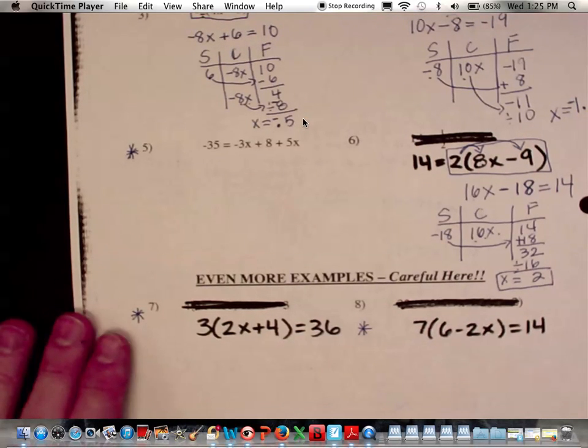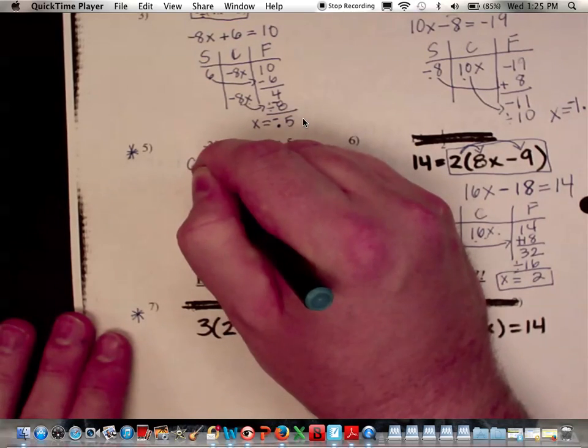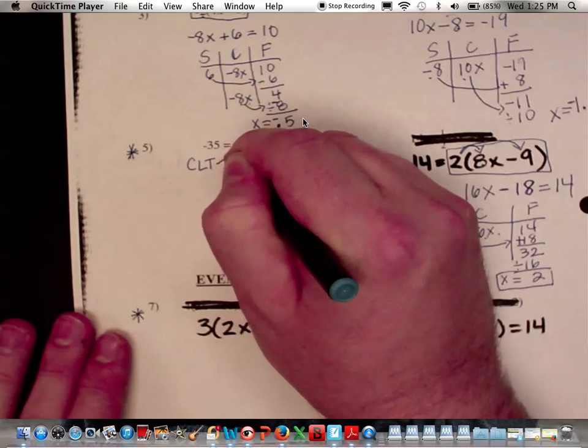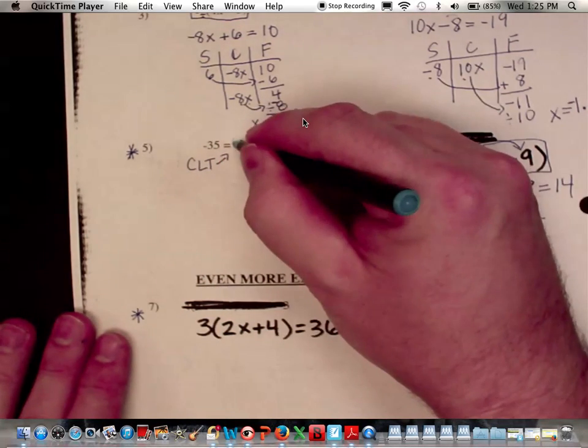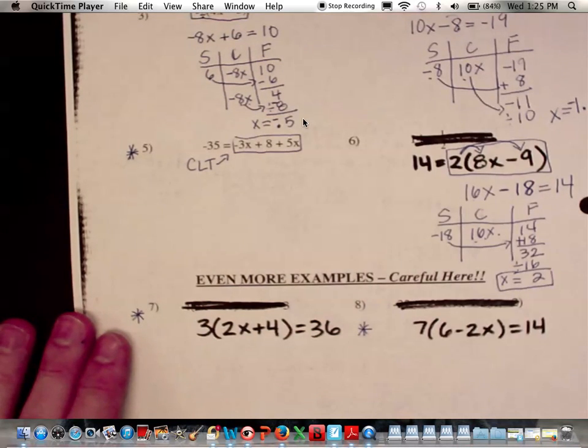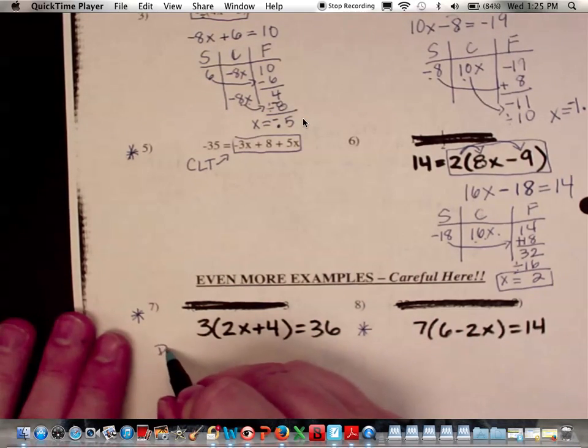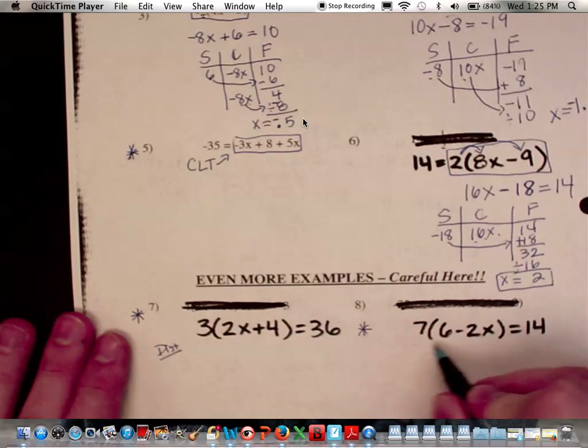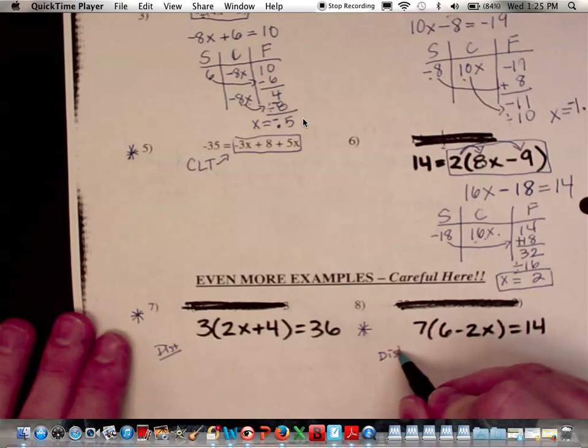I will give you a hint. Number 5 is a combine like terms. So find your terms that need to be combined inside those boxes. Number 7 is distributive. And number 8 is distributive.